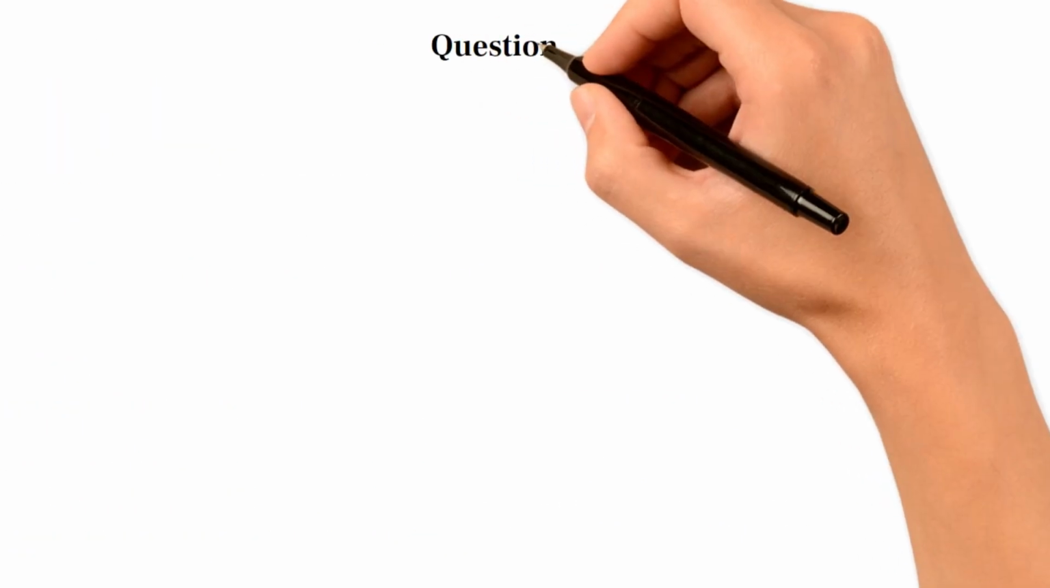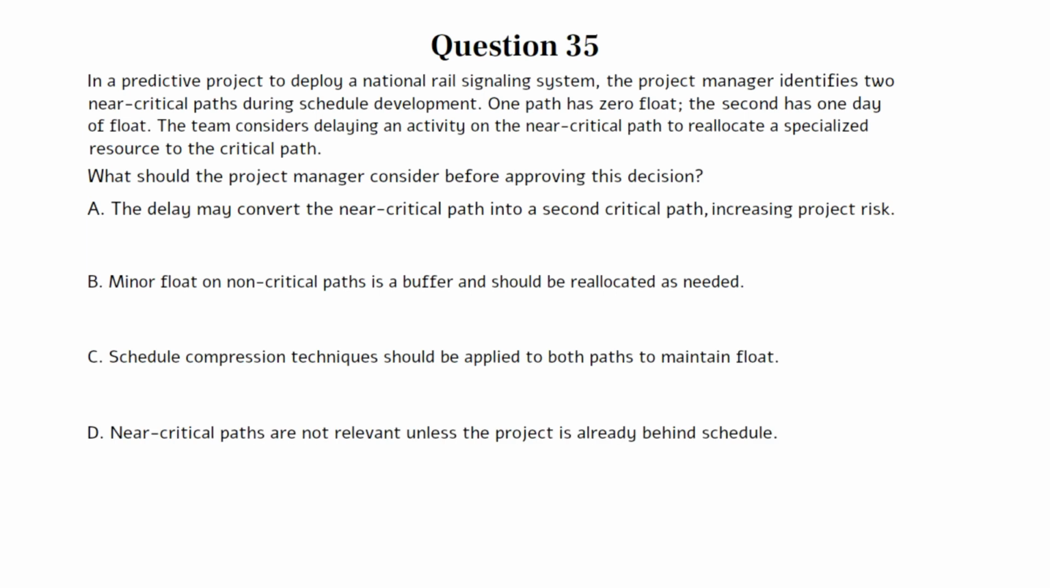Question 35. In a predictive project to deploy a national rail signaling system, the project manager identifies two near-critical paths during schedule development. One path has 0 float, the second has 1 day of float. The team considers delaying an activity on the near-critical path to reallocate a specialized resource to the critical path. What should the project manager consider before approving this decision?